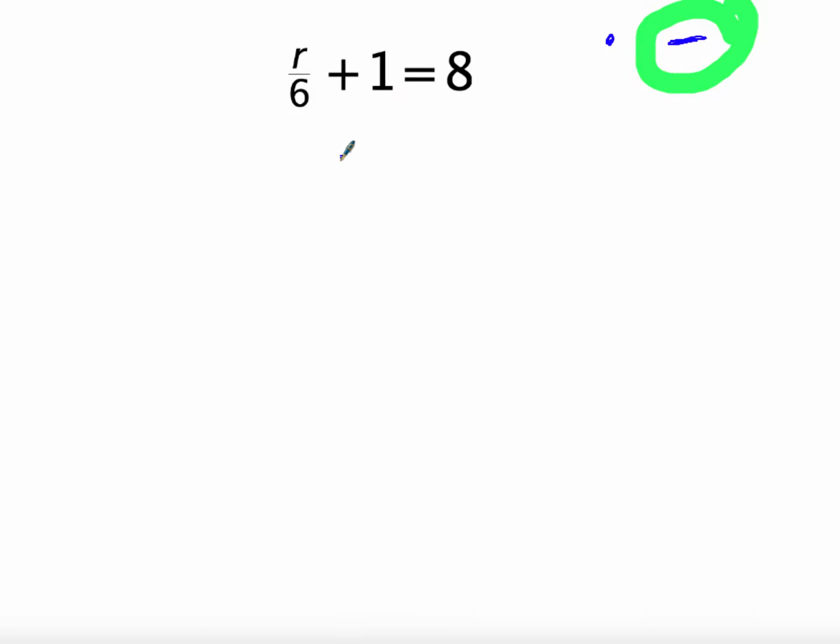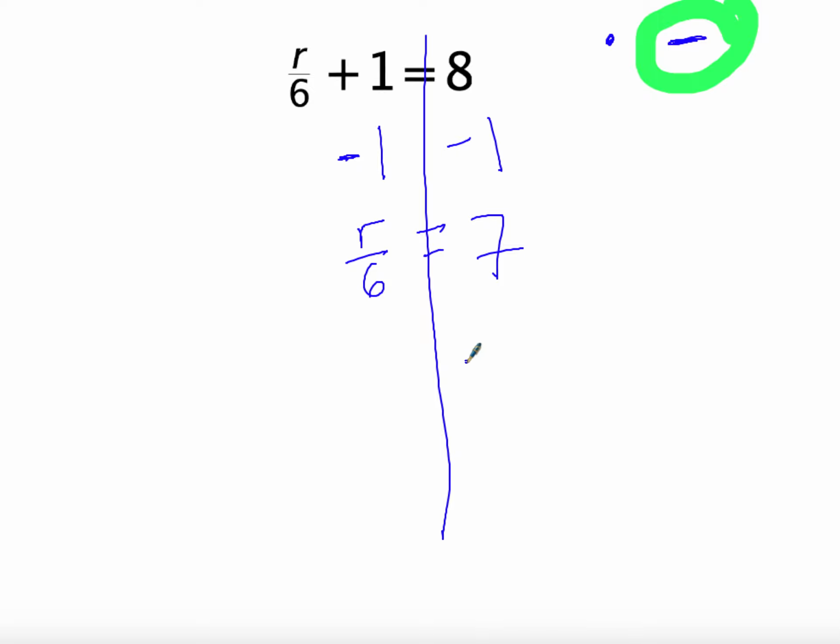Okay, first inverse operation. I'm going to subtract 1 from both sides. You should always be making sure whatever you do to one side, you do to the other. You need to show this 2 times. I'm subtracting 1 from the left-hand side. I'm subtracting 1 from the right-hand side. R divided by 6 plus 1 minus 1 leaves me with R divided by 6 equals 8 minus 1, which is 7. We now have a 1-step equation, which hopefully you are super, super comfortable with.